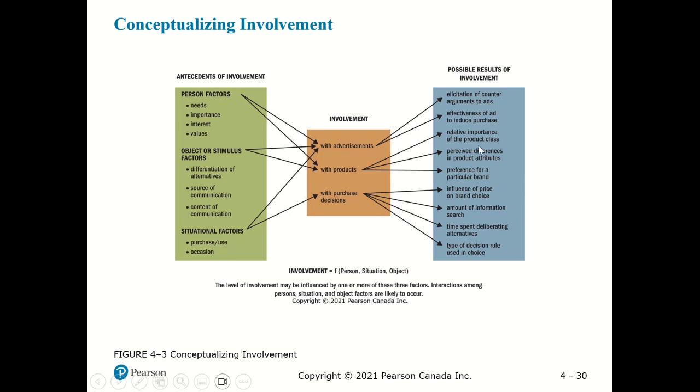Then the relative importance of the product class and perceived differences in the product attributes. You will see something in the ad that some attributes of one product are totally different from the attributes of another product. Because of the qualities and the features, you prefer one alternative to another. Then preferences for a particular brand, maybe Nike or CK, or maybe different brands. It all depends on the person, their experience and their choices.